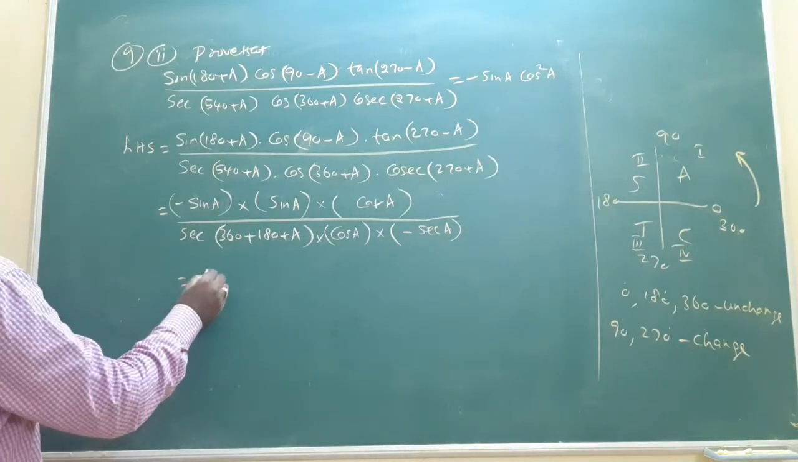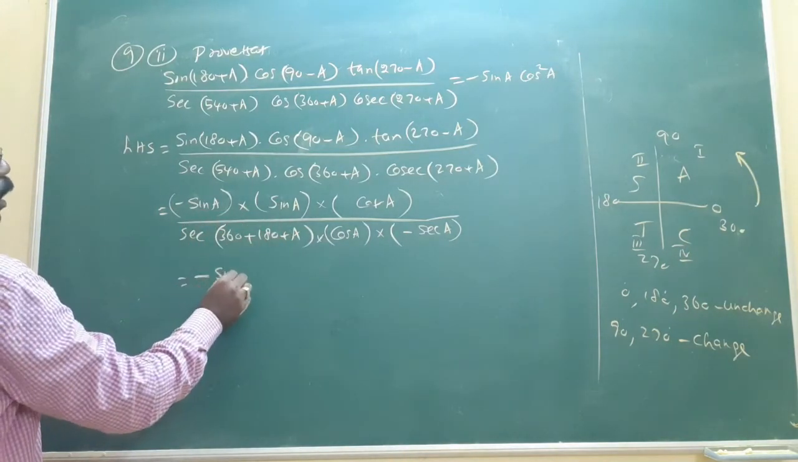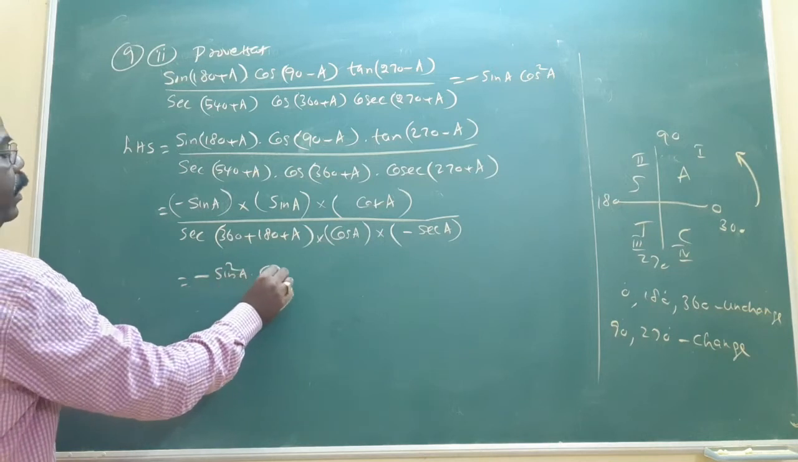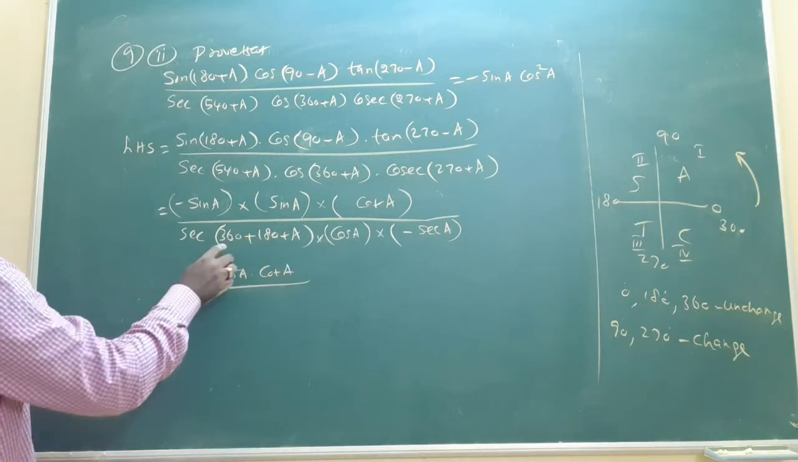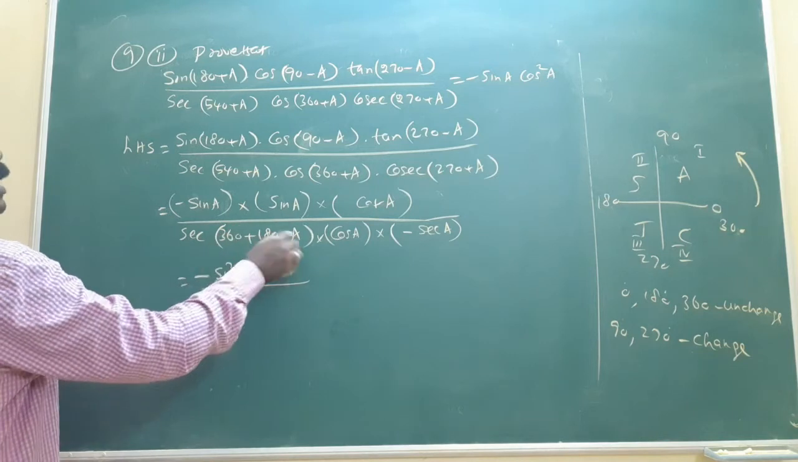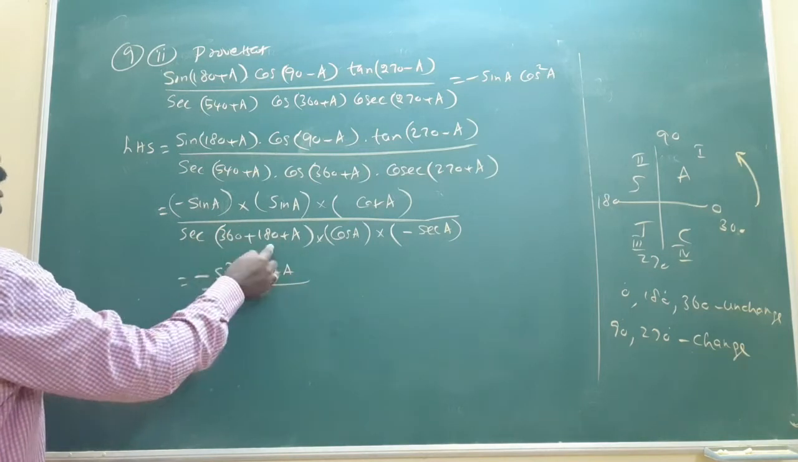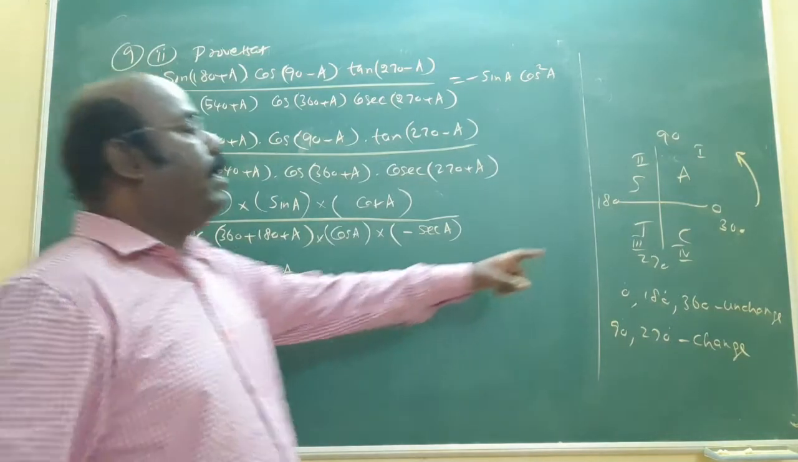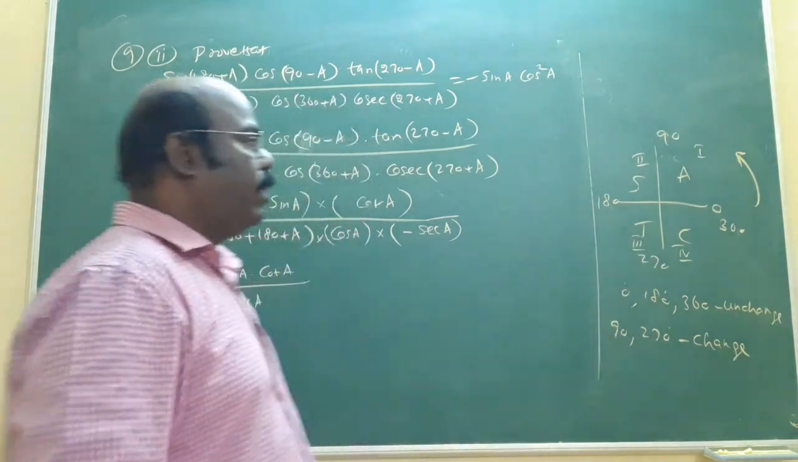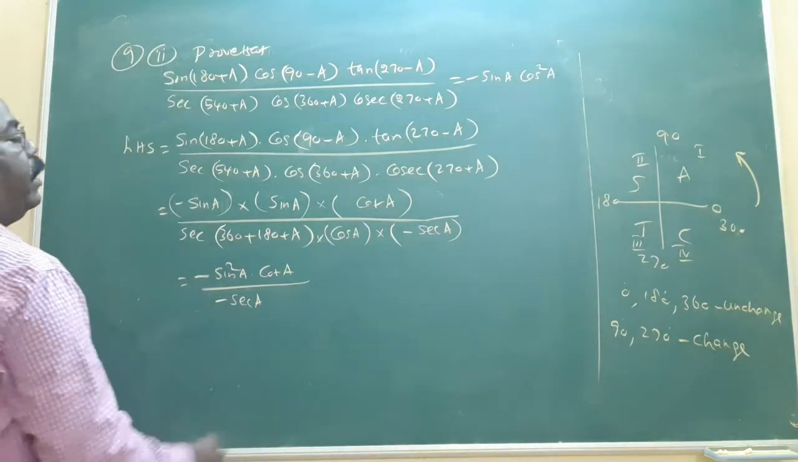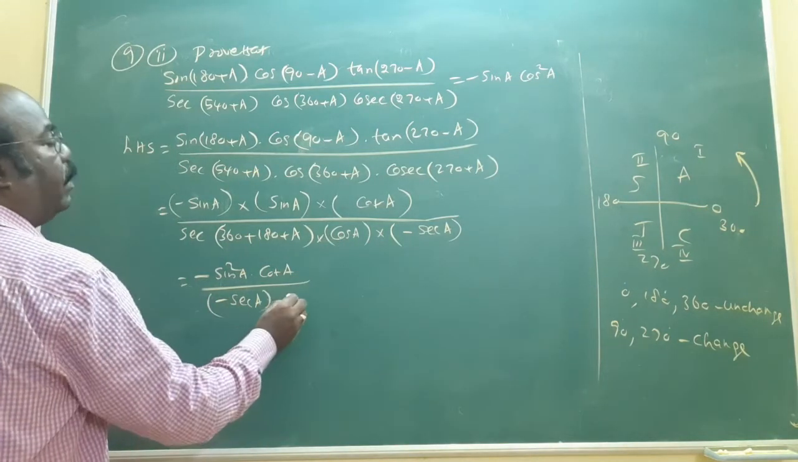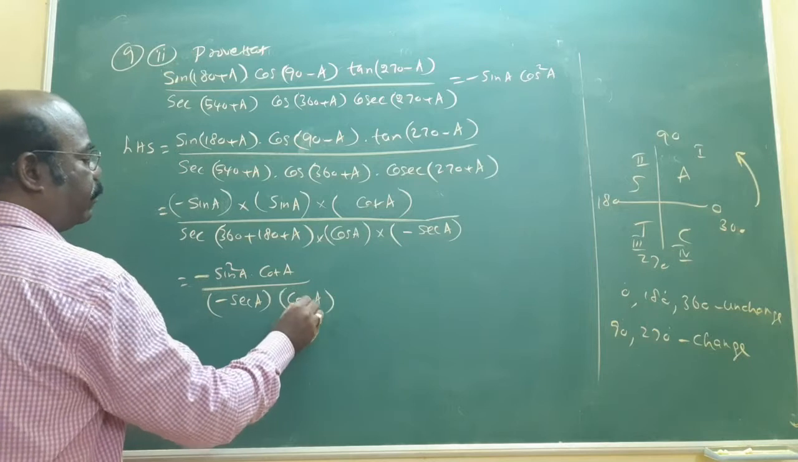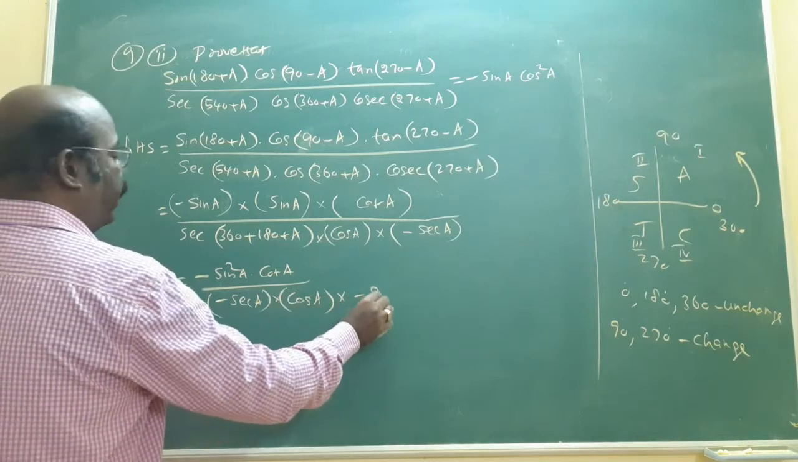Now this comes as minus sin into sin squared A into cot A divided by, 360 becomes 0. Next, 180 plus A, secant 180 means unchanged, secant becomes secant. 180 plus A is in which quadrant? The third quadrant, that's why it is negative. Am I right? Again, cos A, sir. Again, minus secant A, sir.